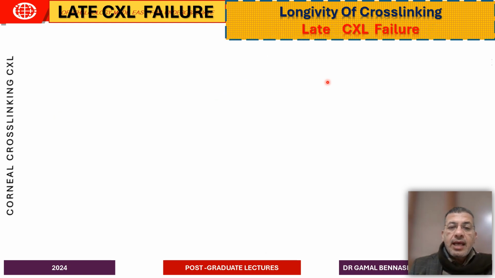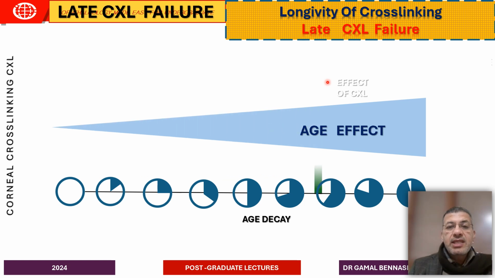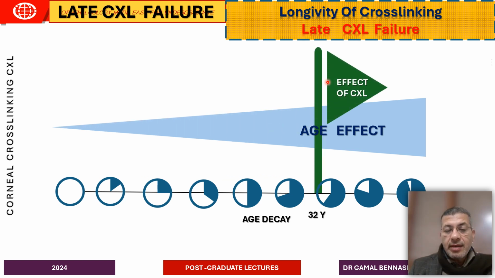Now, late failure is due to the decay of the effect of the cross-linking, and this is expected because, as we said, cross-linking is not forever. Cross-linking is based on how much tissue you have cross-linked, and depends on the laying down of new collagen fibers in the cornea. Most of the studies show that between 7 to 10 years you can guarantee 95% stability of your cornea.